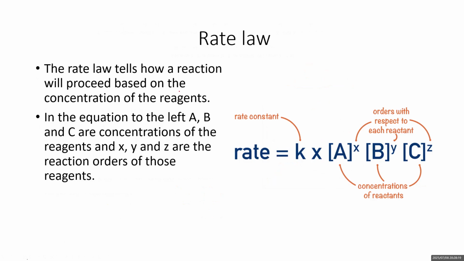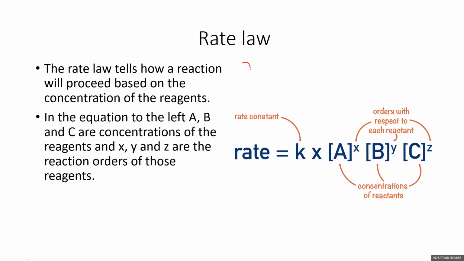Rate law. The rate law will tell you how the reaction proceeds based on the concentration of the reagents. The rate constant is your rate of change of the reaction, the slope of the curve, okay? And in the equation to the left, A, B, and C are the concentrations, and x, y, and z are what are called the orders of those reagents, okay? This is an exponent.